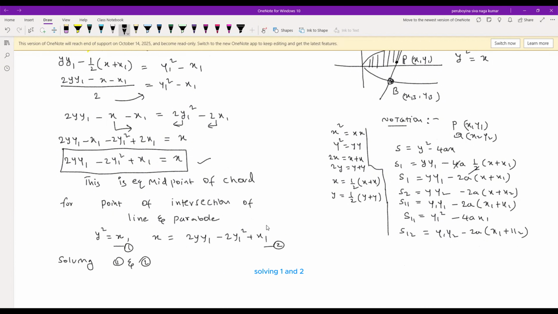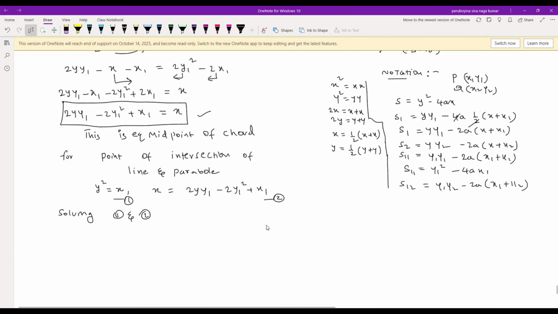Solving 1 and 2, you can replace x value by y square in the second equation. So then y square equal to, look at the second equation. I am changing the second equation. Here I am replacing this x value by y square.